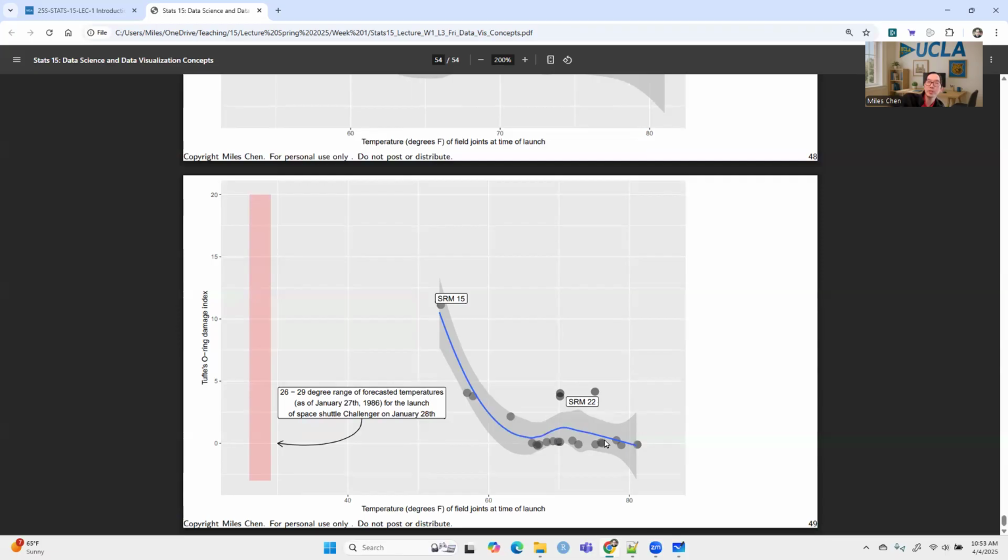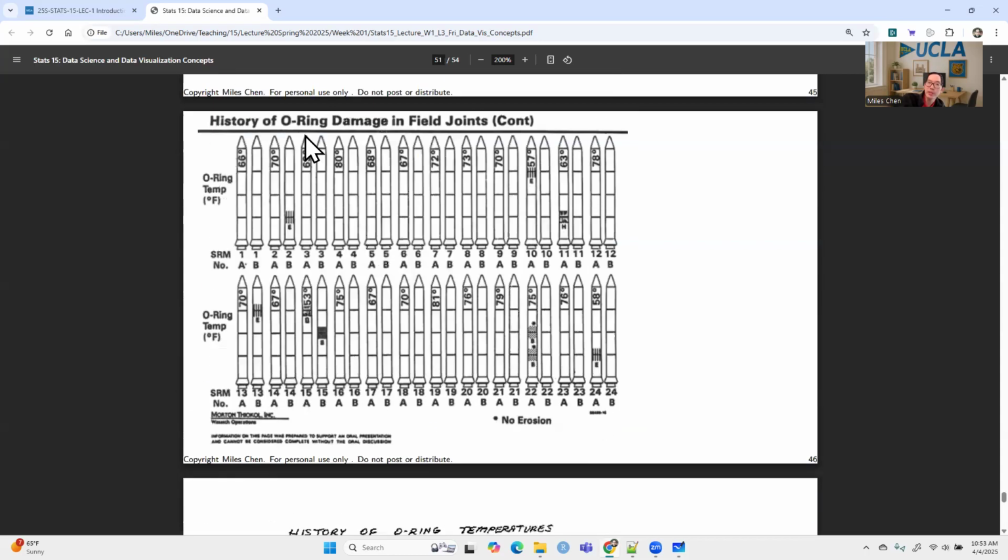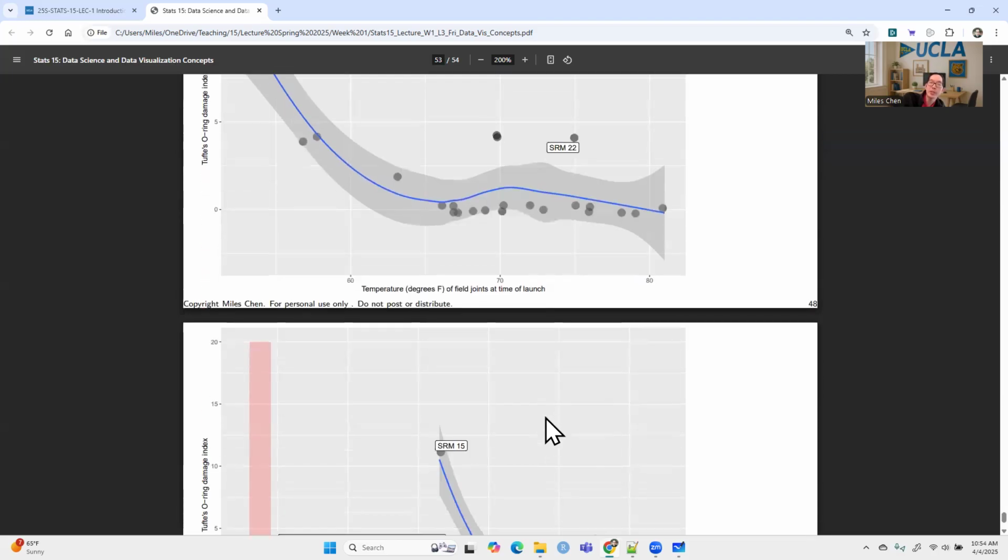We don't like to extrapolate, but we can see how much colder it was that morning versus everything else, and that it would have been quite a risk. If you extrapolated, you'd see the amount of damage could be quite severe. And it turned out to be very severe that morning, in that it failed and it caused the space shuttle to explode. So when the data is presented in ways that are difficult to interpret, the important message is lost. Again, what is it that you're trying to communicate?